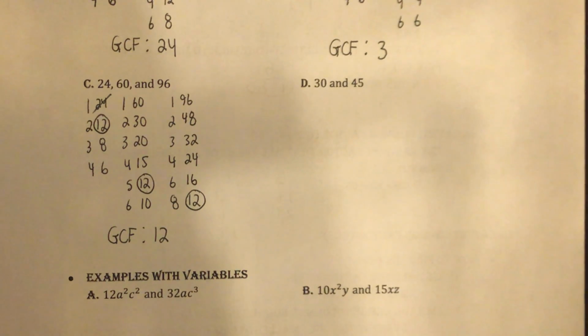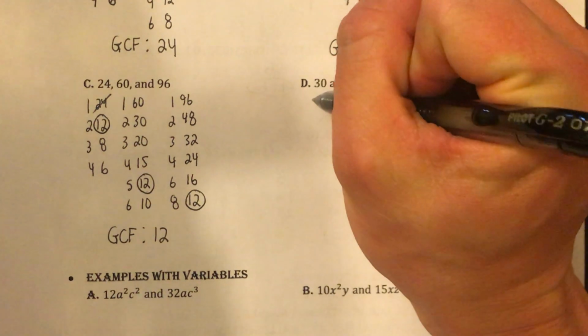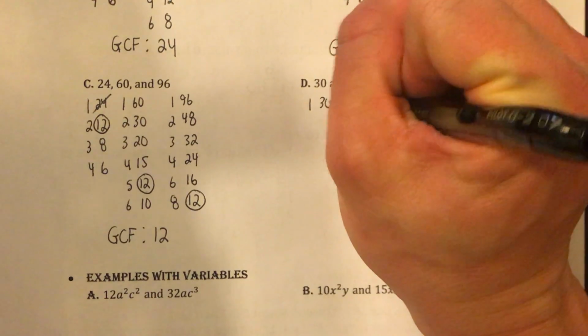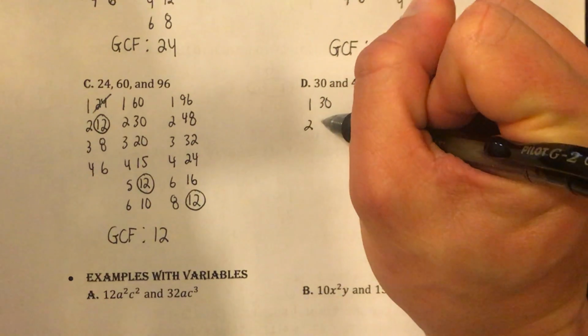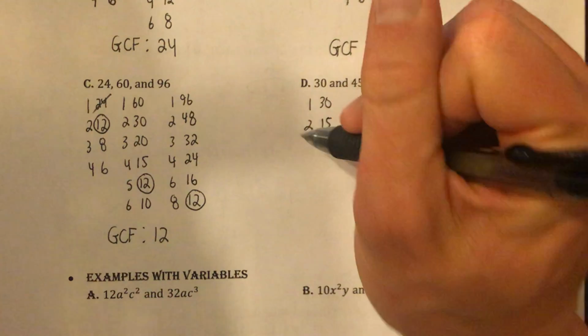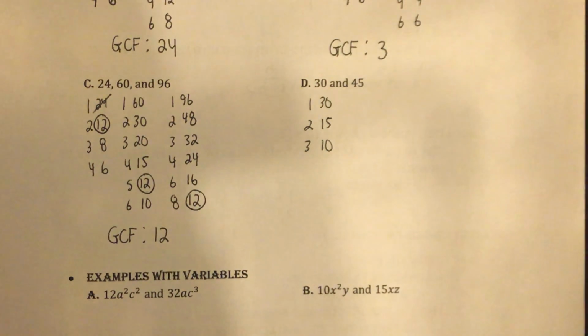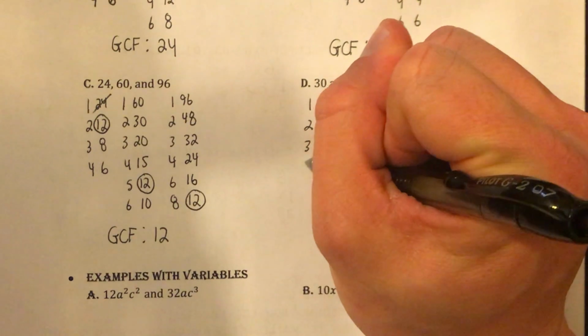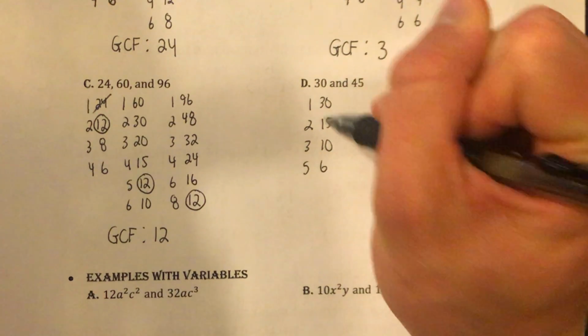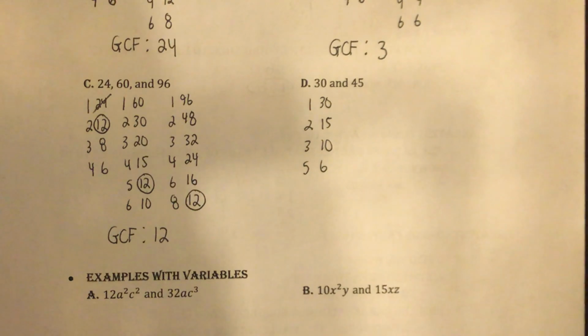Now I'm going to move on to doing 30 and creating my factor pair list. So 1 and 30, 2 and 15, 3 and 10, 4 doesn't go in, 5 does go in, 5 times 6 equals 30. 6 is already on my list, so my factor pairs are complete. So now I need to move on to 45.